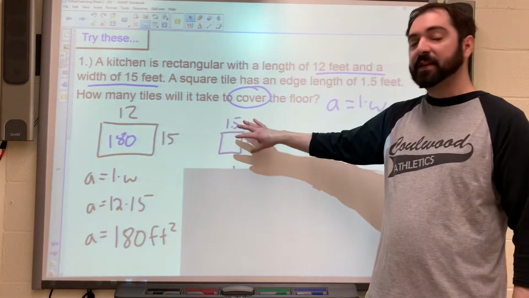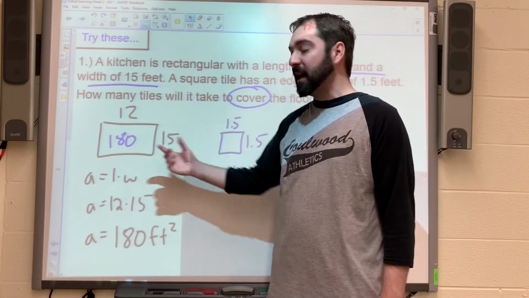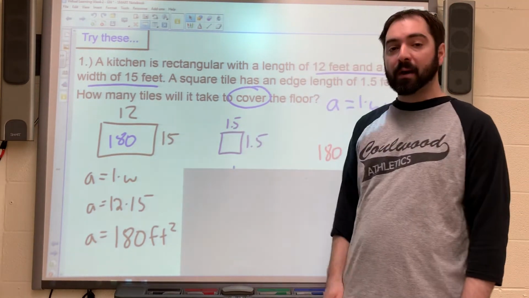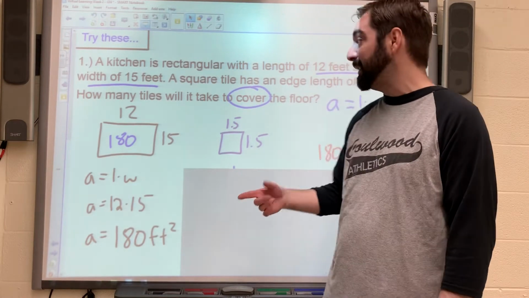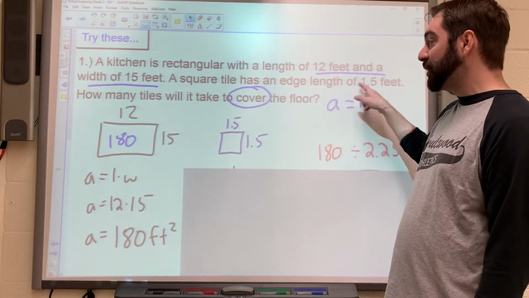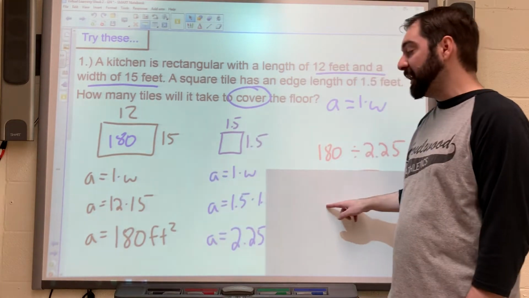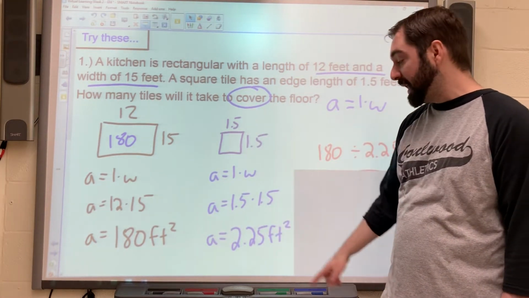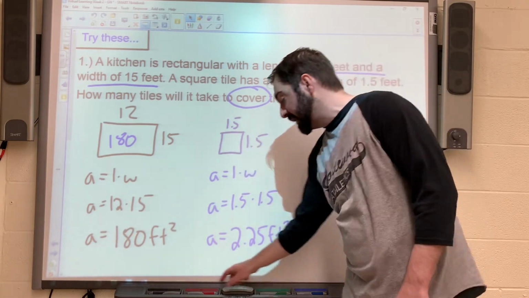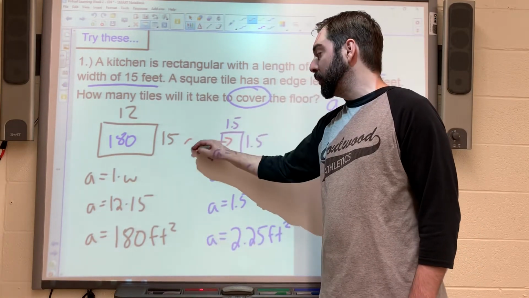we know the total square footage of our room. Again, we have to find how many of these will fit inside. But again, it's not 180 divided by 1.5, because that is just the length of the edge of a square tile. That means the length and the width are going to be the same, meaning I have to do 1.5 times 1.5 to figure out that each little guy here is going to be 2.25.